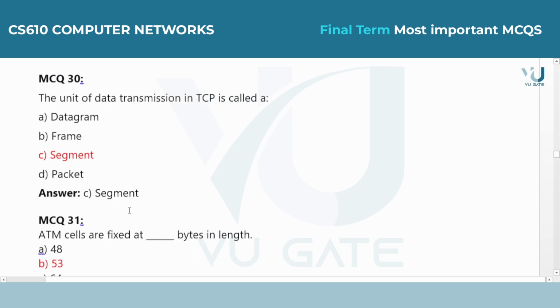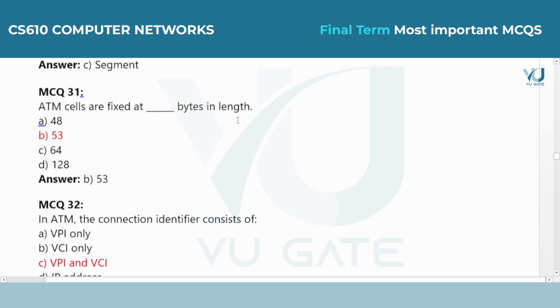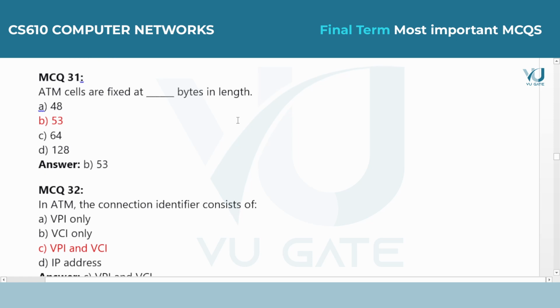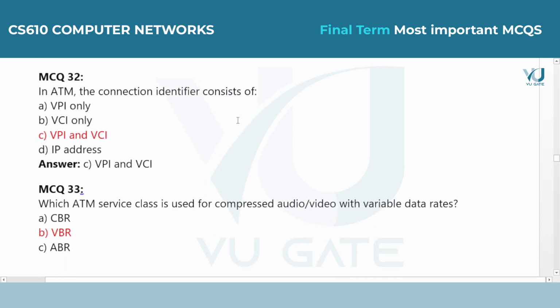MCQ 30. The unit of data transmission in TCP is called a. Answer: C. Segment concept. In the transport layer, TCP breaks the application data stream into smaller chunks called segments for transmission. MCQ 31. ATM cells are fixed at bytes in length. Answer: B. 53 concept. A fixed length of 53 bytes, a 5-byte header and 48-byte payload, ensures high-speed switching and reduces jitter for real-time traffic.